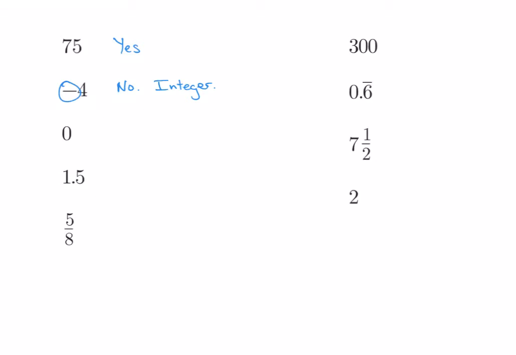0, is it a whole number? Yes, this is the one thing that makes the whole numbers different from the natural numbers. The natural numbers are the counting numbers. Counting, you start at 1. Well, the whole numbers, we add just one number to it, which is 0. So this is going to be a whole number.